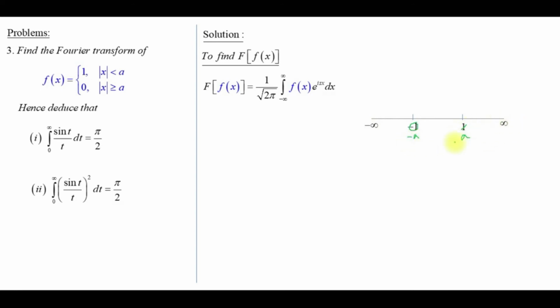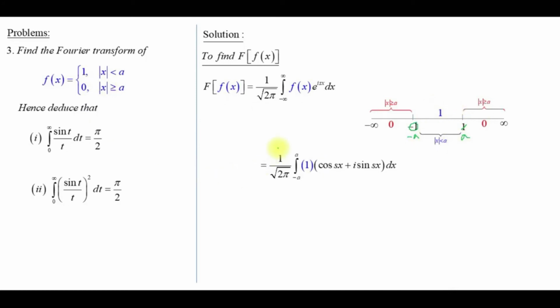So minus a to plus a is called mod x less than a. In mod x less than a, f of x equal to 1. The other two parts, minus infinity to minus a and a to infinity, together are called mod x greater than or equal to a. In those limits, f of x is given as 0. Therefore, we take the limit minus infinity to plus infinity as minus a to plus a, because in this limit only f of x is non-zero.